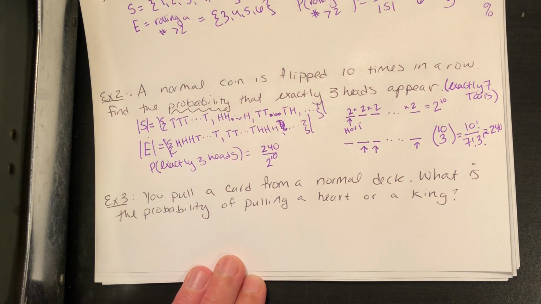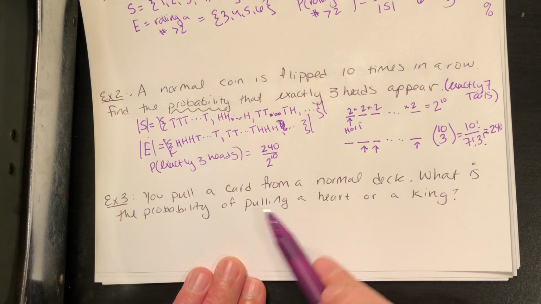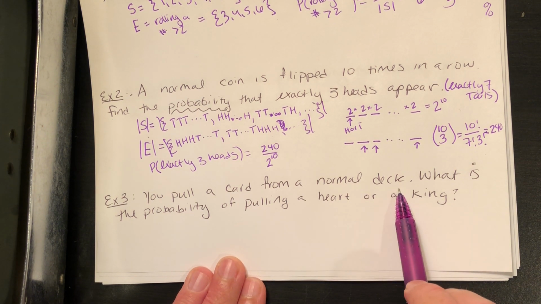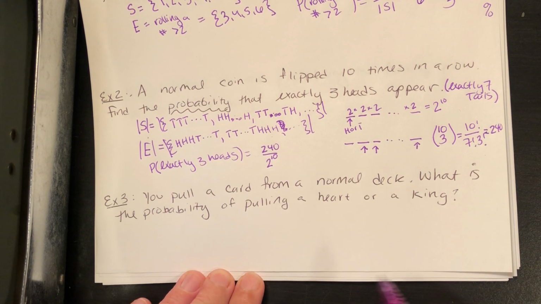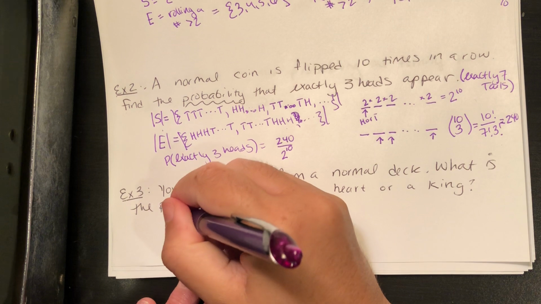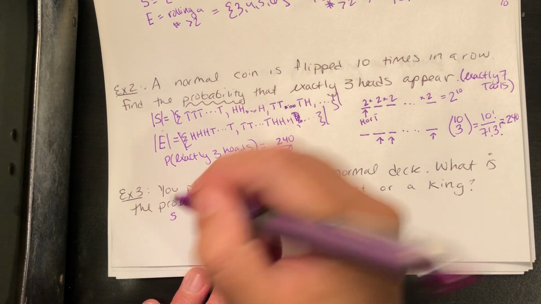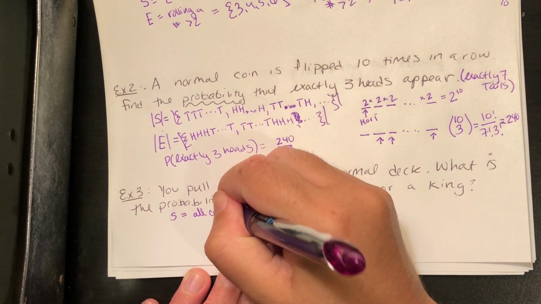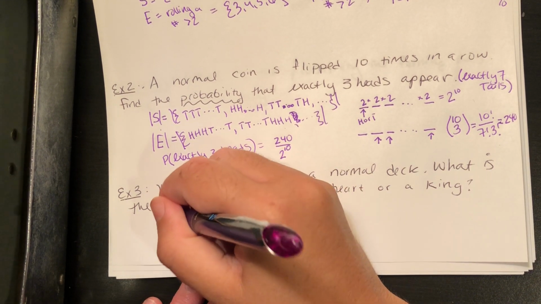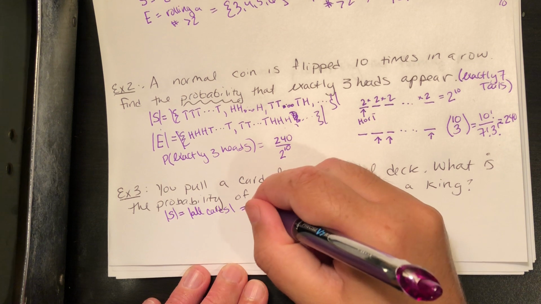All right, let's do one more example. You pull a card from a normal deck of cards, okay? What's the probability that you pulled either a heart or a king? Let's think about our sample space. This is just going to be the set of all cards in the deck. And so the cardinality of this set is just how many cards are there in the deck. There's 52.